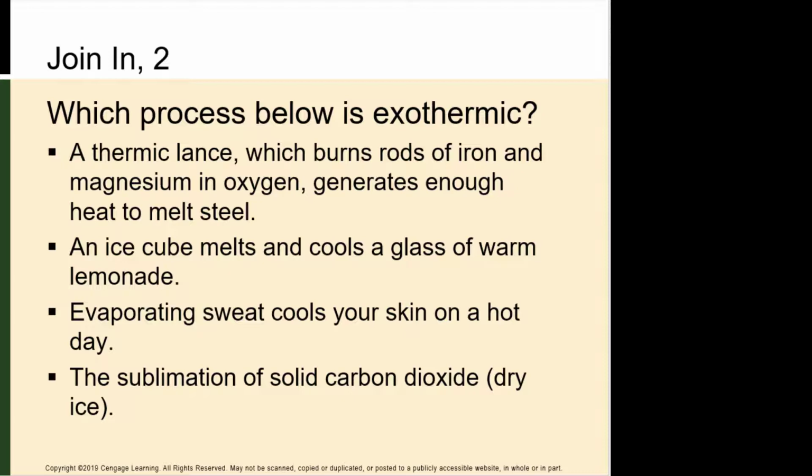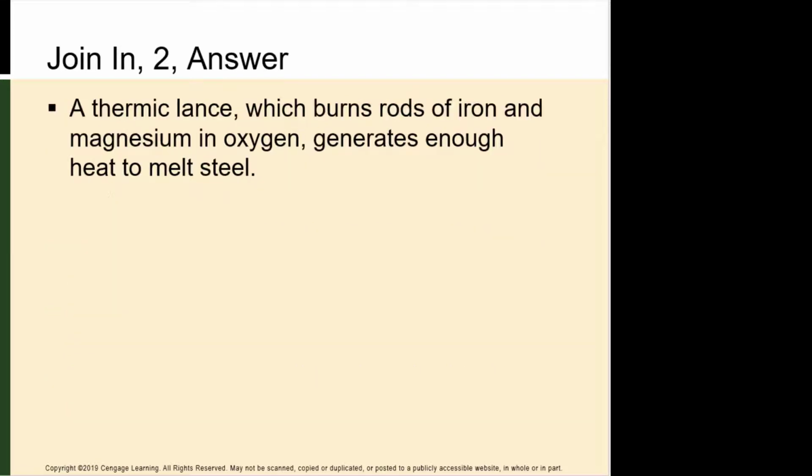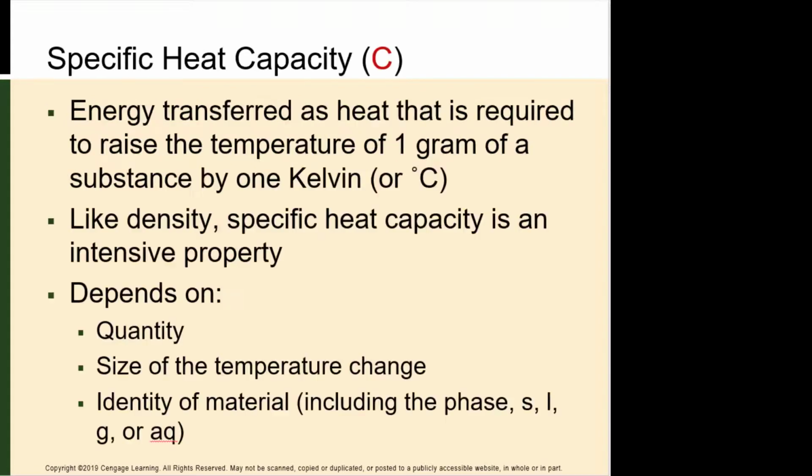Where Q of the system is less than 0. The heat of the system is less than 0. Well, hopefully you said that it's generating enough heat to melt steel. We know that our system is losing heat. The surroundings is gaining it. It's obviously, the surroundings is gaining a lot of heat because it's enough to melt steel. Every one of those other examples would be endothermic.